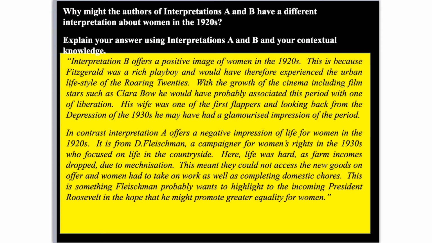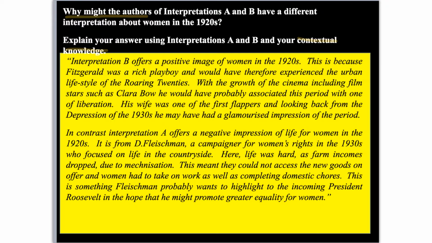So, having looked at those two sources, and bearing in mind that you should have probably done that first, before you even start writing any of your questions, and just thought about highlighting the key things, we now turn our attention to the actual answer itself. And you can see here we've got the question at the top again: why might the authors of interpretation A and B have a different interpretation about women in the 1920s? And then here's the key part. It says, explain your answer using interpretations A and B and your contextual knowledge.